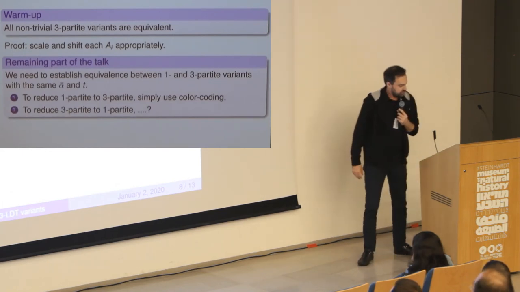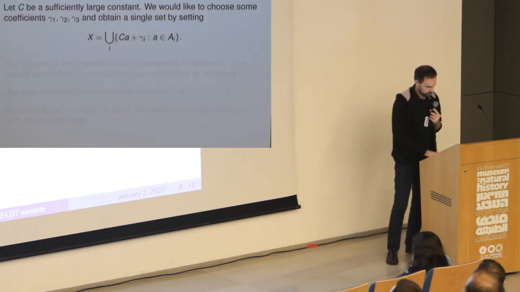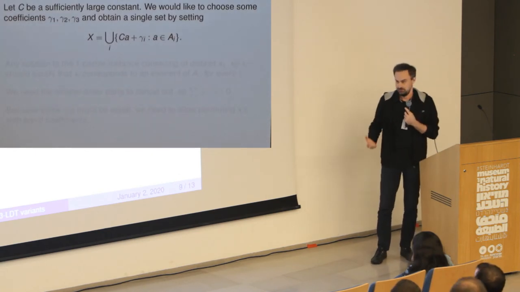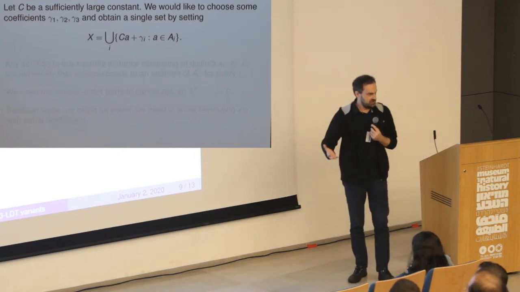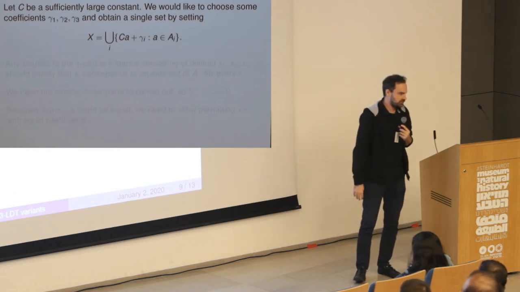But how to reduce tripartite to one-partite? That's what we want to do now. You have three sets, and somehow you would like to glue them together and make sure that a solution for the new instance exists if and only if a solution exists for the original instance. So you need to glue them together carefully.